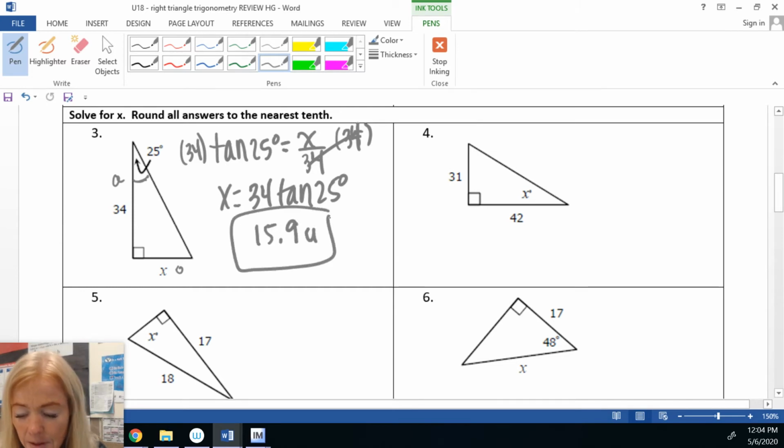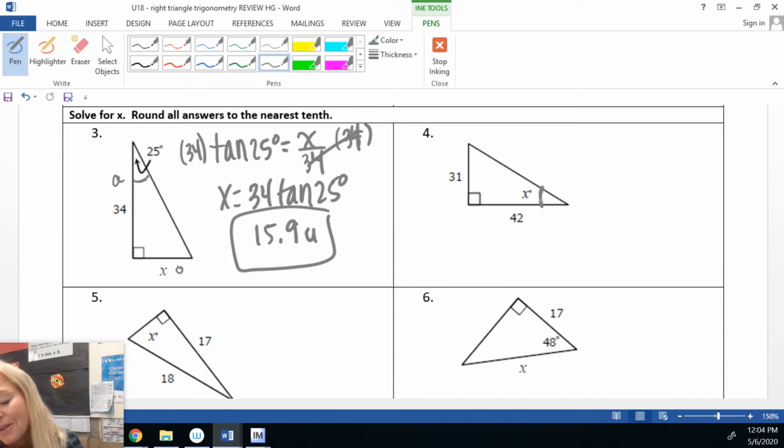Okay, next one. I forgot to mention, after we label, then we figure out which function, we write our equation, and then solve for x and place it in the calculator, rounding to the nearest tenth.